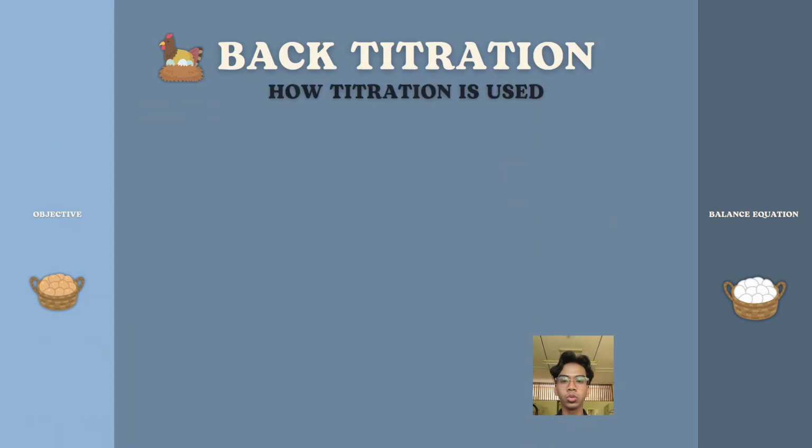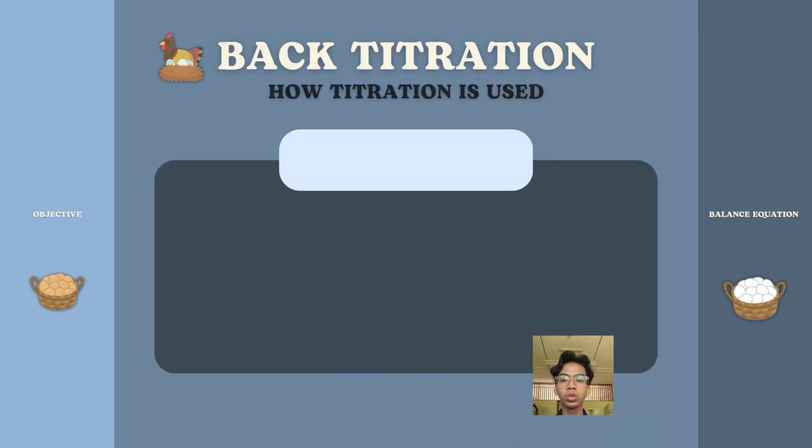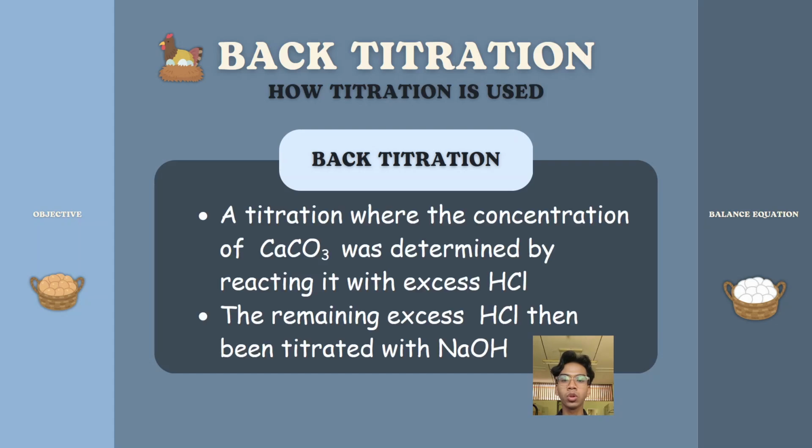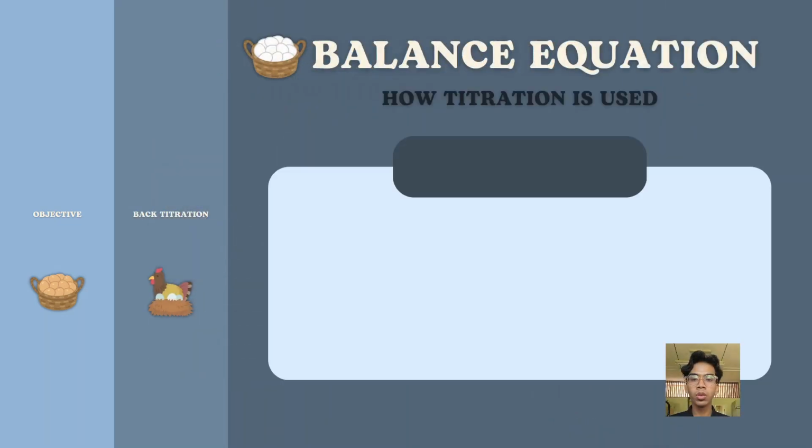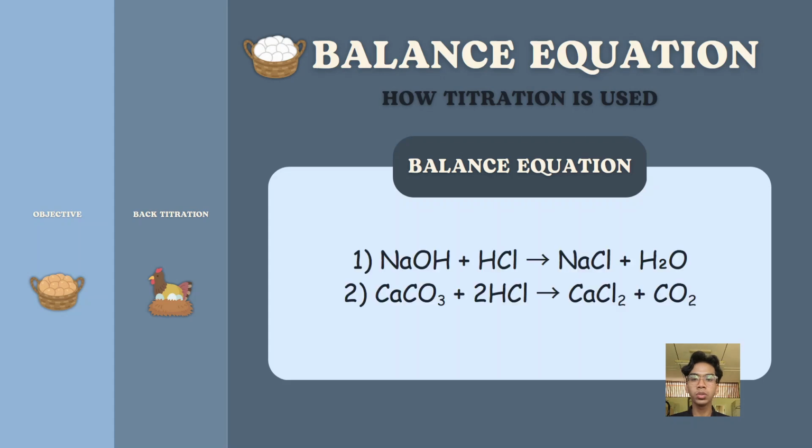How is titration used? The titration method that we use is back titration, where the concentration of CaCO3 is determined by reacting it with excess HCl. The remaining excess HCl is then titrated with NaOH. So these are our balanced equations. First equation is NaOH plus HCl, so our product will be NaCl plus H2O. Our second equation is CaCO3 plus 2HCl, and our product is CaCl2 plus CO2 plus H2O.